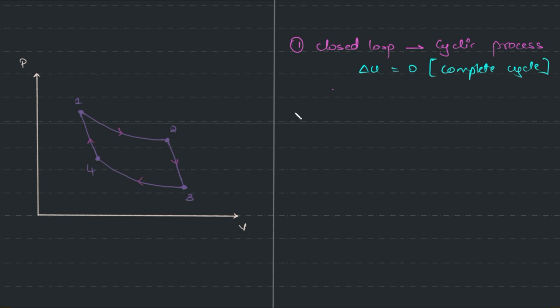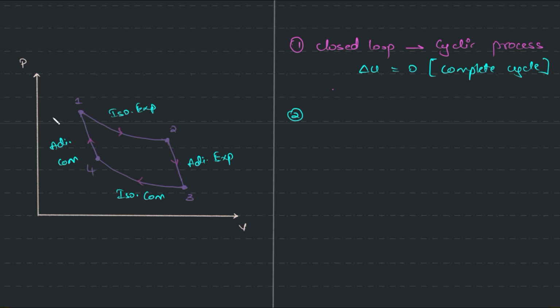Now, the second thing that we can tell is the cycle has 4 distinct and identifiable processes, right? 1, 2, 3, 4. And we know this is isothermal expansion. This is adiabatic expansion, because why is this expansion? Volume is increasing. This is isothermal compression, and this is adiabatic compression. Agree? Isothermal, adiabatic, isothermal, adiabatic. This is expansion, expansion, compression, compression.